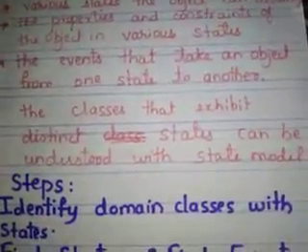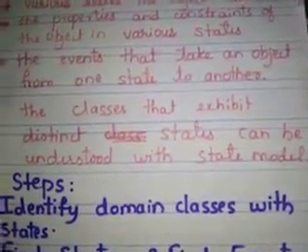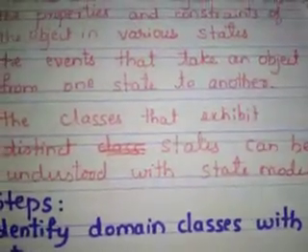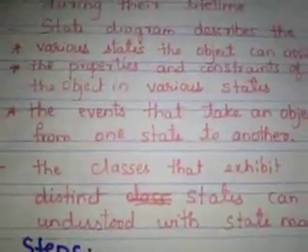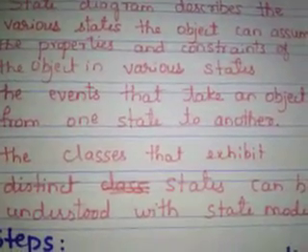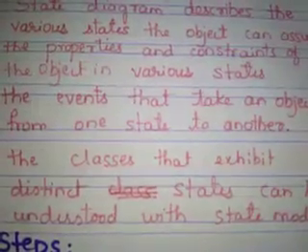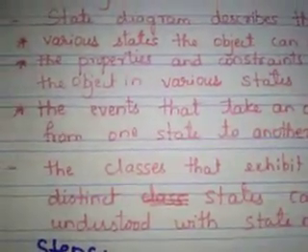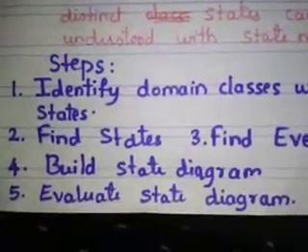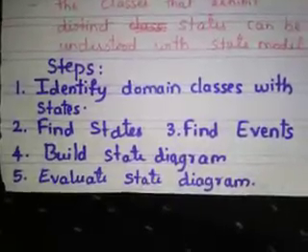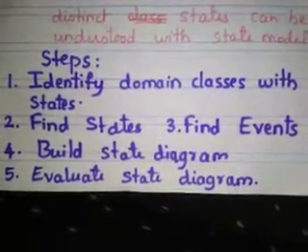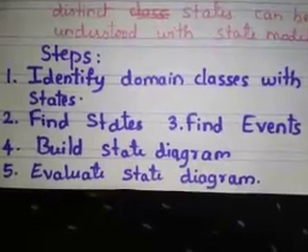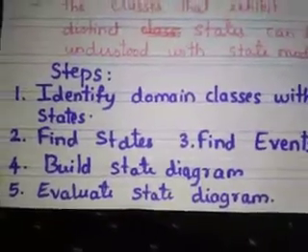The classes that exhibit distinct states can be understood with the state model. State models give us an idea. When we look at that particular state diagram, it helps us to understand the different states it passes through, and which events make it transit from one state to another. So the domain state model has different steps. The steps are identifying the domain classes with states. The second step is to find the states. Next is to find the events, build the state diagram, and evaluate the state diagram that is built. We'll study them one by one.